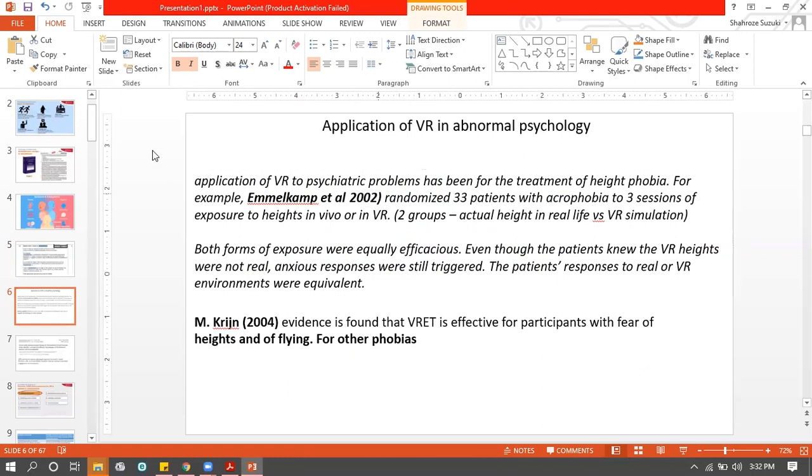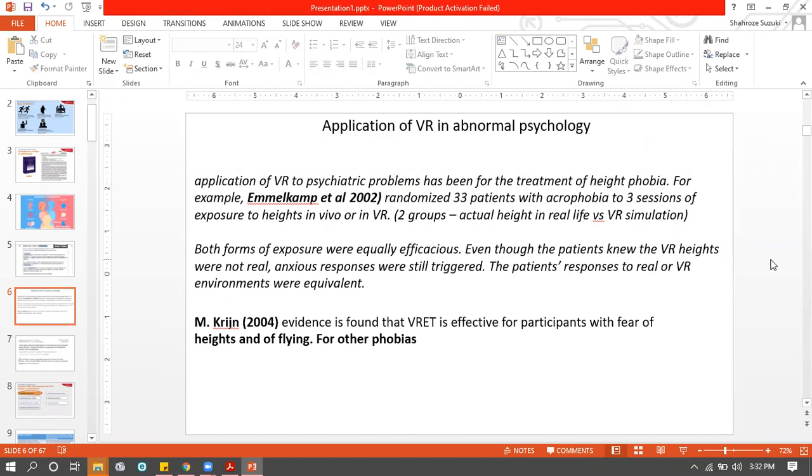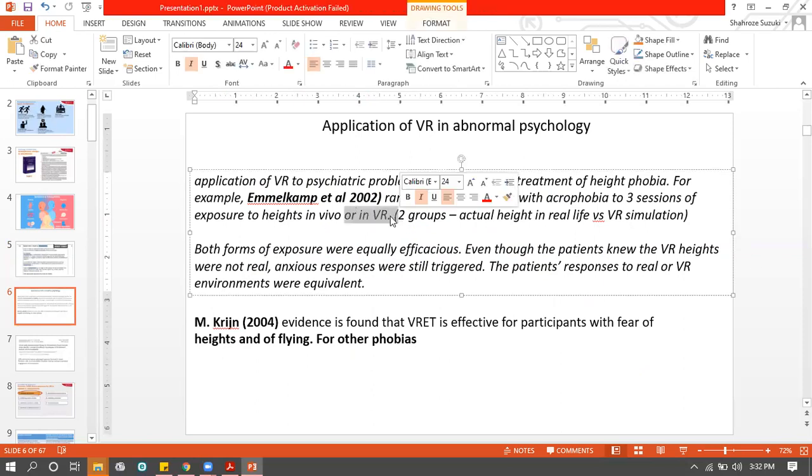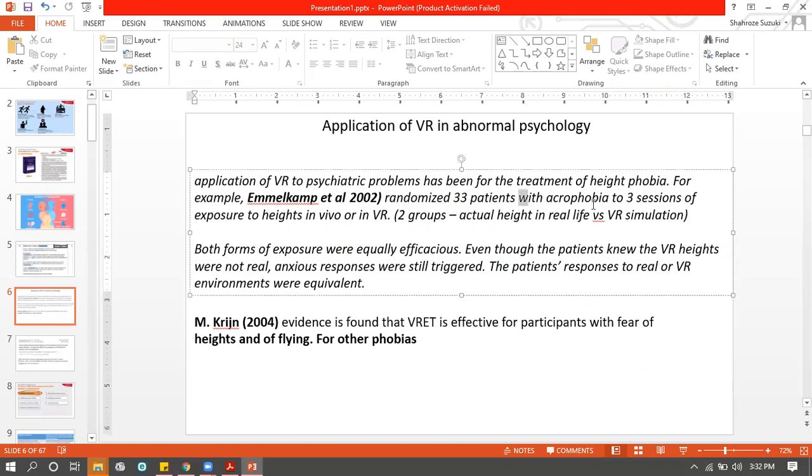Before 2008, you have two studies that use VR. In 2002, Emmelkamp applied VR to treat people for height phobia, acrophobia. Acrophobia is a fear of heights. Even though we're studying schizophrenia, uses of VR have been seen to treat people with height phobia. He selected 33 patients and led them through 3 sessions of VR simulation in which people go through a scenario where they experience heights in that virtual reality situation.